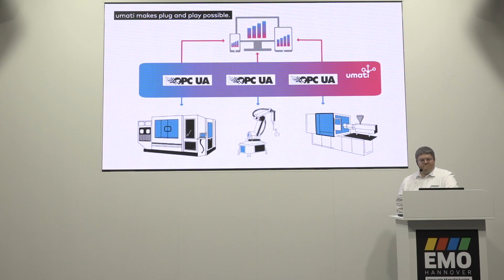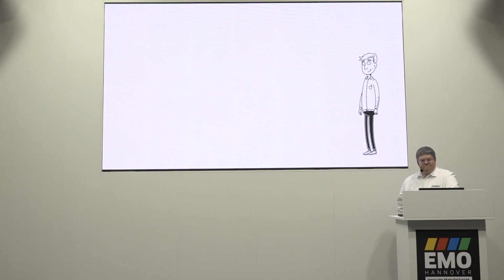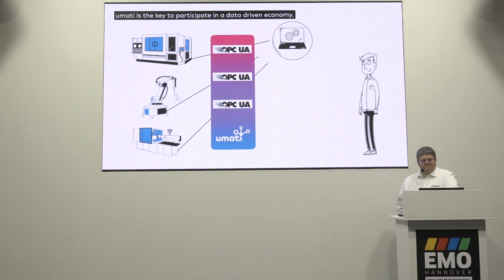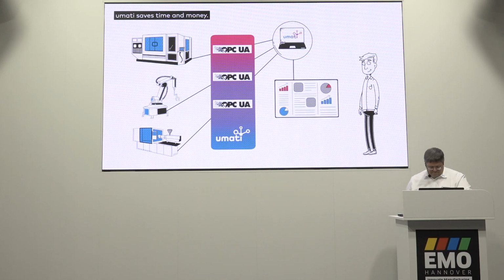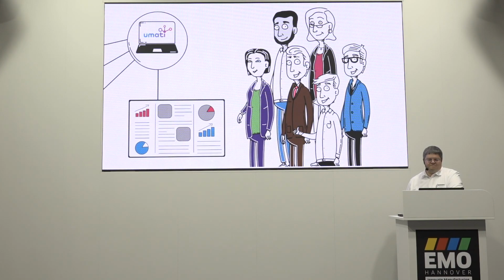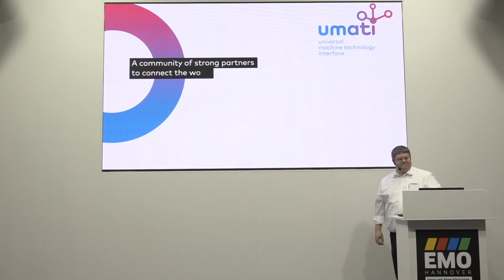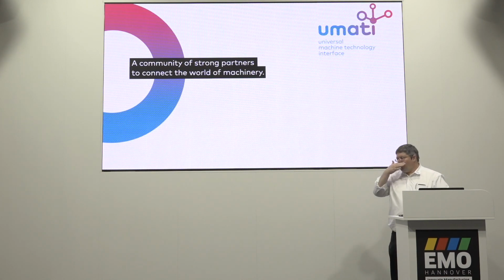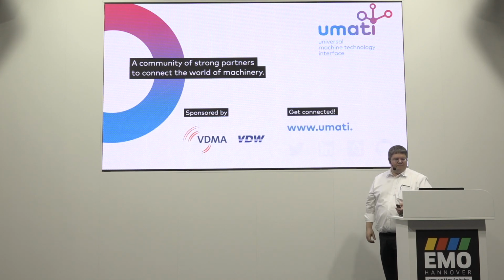And so John can now finally connect all his machines to his IT system, easily, securely, and seamlessly. It's now easy for John to use and analyze all the data, gaining access to important information such as machine status, errors, and key performance indicators. Increases the efficiency of his production significantly, saving him time and money. And because umati is a global initiative that is still developing, it is guaranteed to keep pace with requirements as they evolve. John is excited. He's ready for the future. Umati, a community of strong partners connecting the world of machinery. Stay tuned and get connected online.